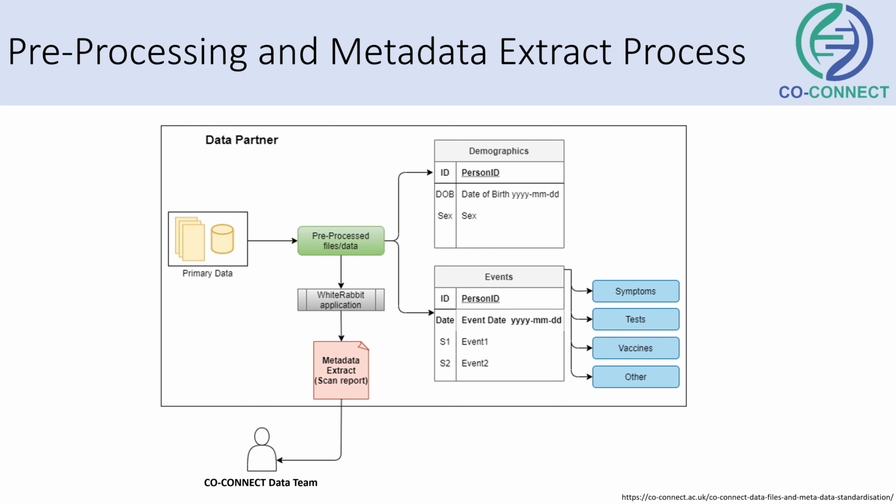This flow diagram gives an overview of the preprocessing and the metadata extraction process at the data partner's end. After the preprocessing of the primary data, there is a demographics table and an event table or tables. Each event table will have a person ID, an event date, and associated event or events with that date. The preprocessed data is then used as an input to the Whiterabbit application, which outputs a metadata extract, also called the scan report. This metadata extract is reviewed by the data partner and sent to the CoConnect data team.